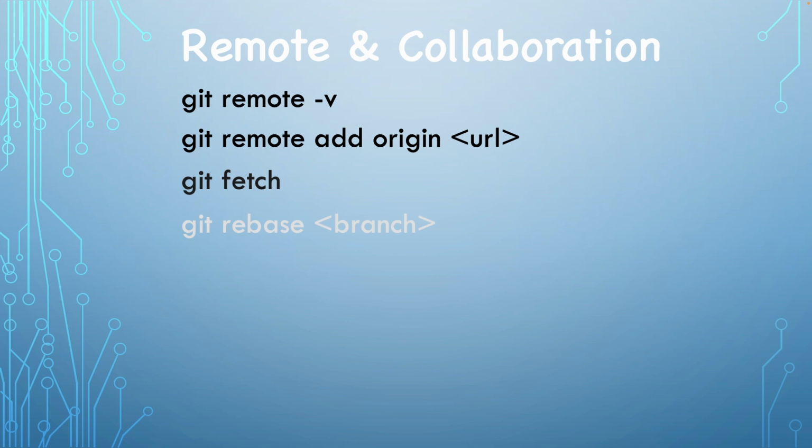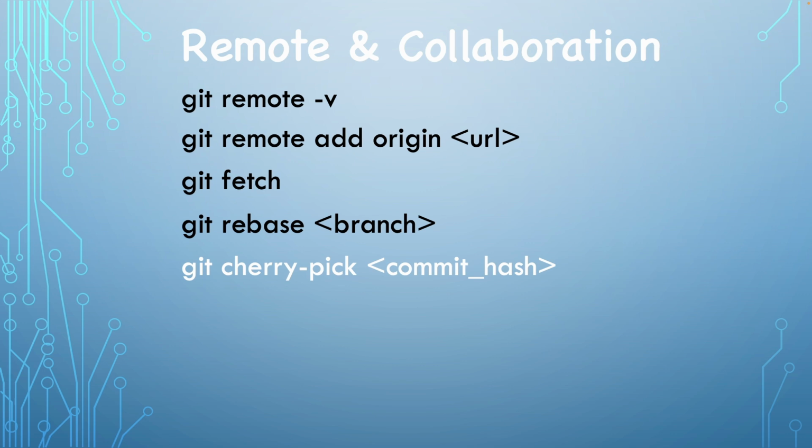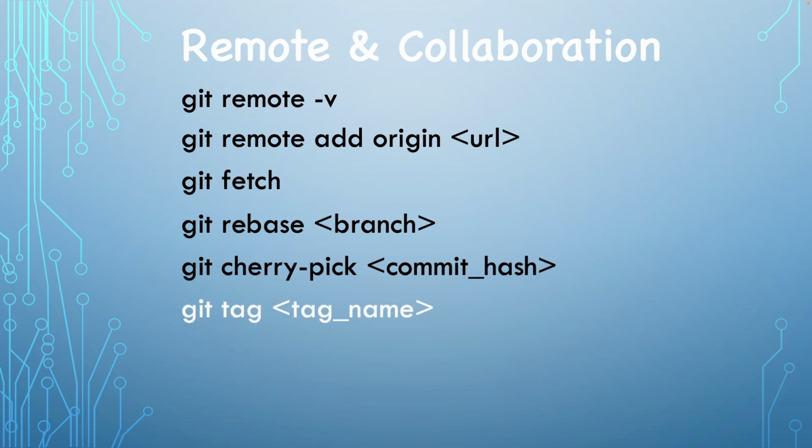To reapply commits on top of another branch, git rebase branch. To apply a specific commit to the current branch, git cherry-pick commit hash. But to create a tag for a specific commit, it's git tag and we give the tag name.